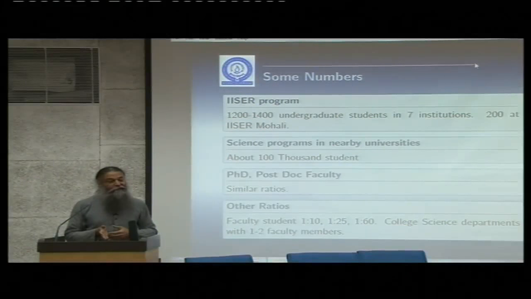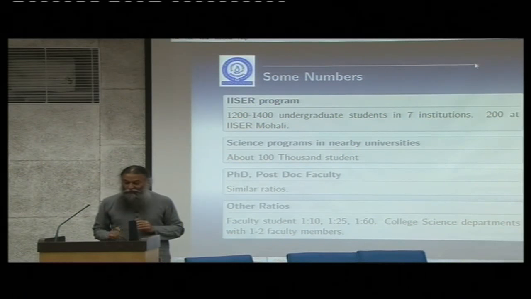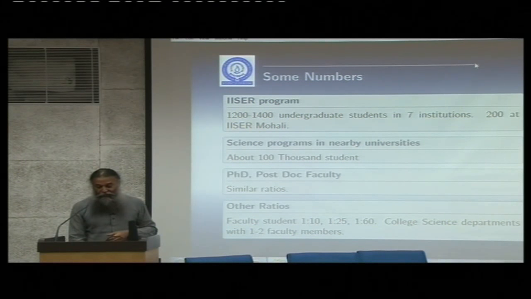Now, PhDs, postdocs, faculty, there are similar numbers one can talk about: how many college faculty we have, how many university scientists we have, and so on. And we talk about a ratio of 1 to 10 student to teacher ratio. UGC talks about 1 to 25, but the data from colleges say that it is like 1 to 60. So, student to teacher ratio in colleges in science departments is 1 to 60, even when you include the ad hoc faculty they hire. Okay? So, that is where the actual numbers are. As I mentioned, a large number of science departments have only 1 or 2 faculty left. A science department with 2 faculty members is considered fortunate these days in colleges.